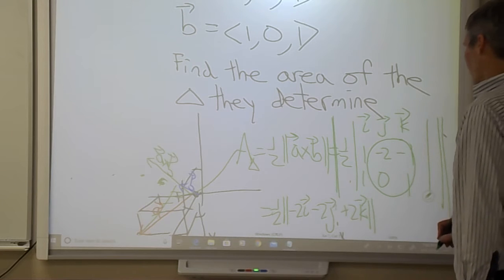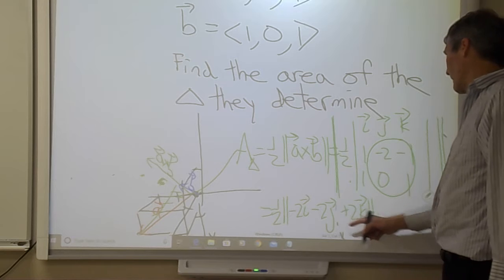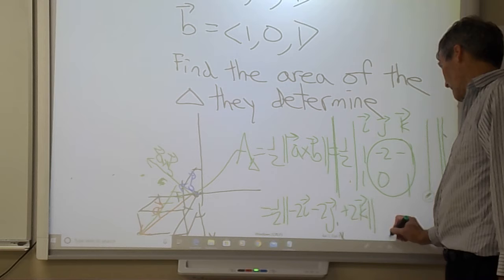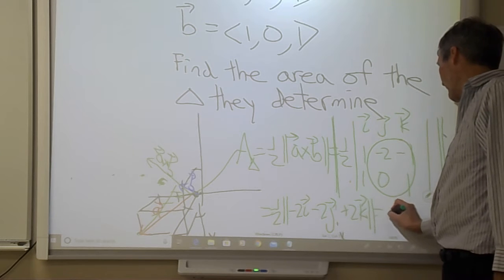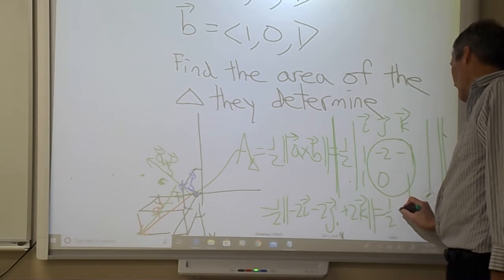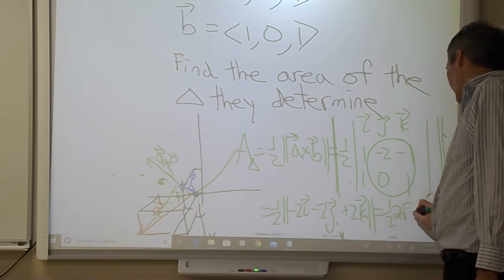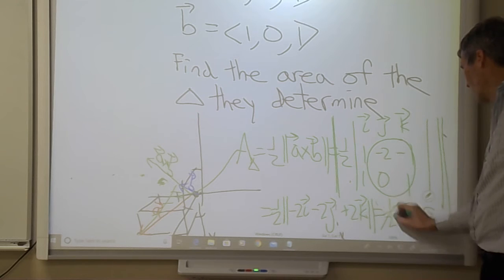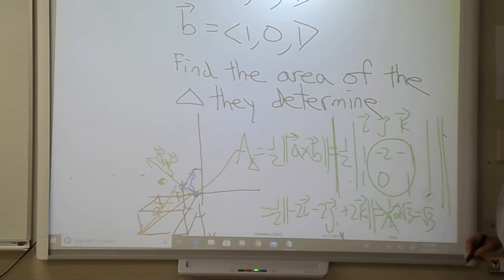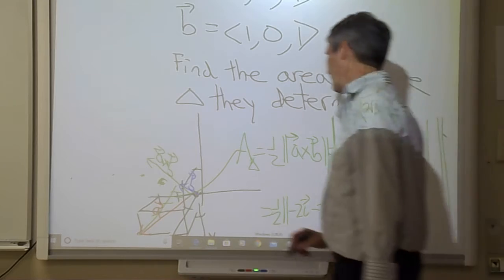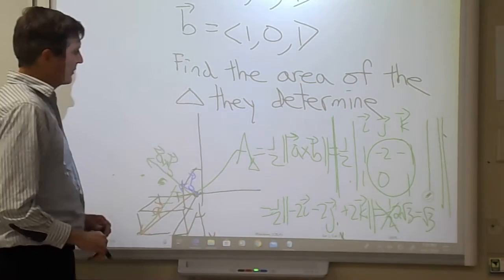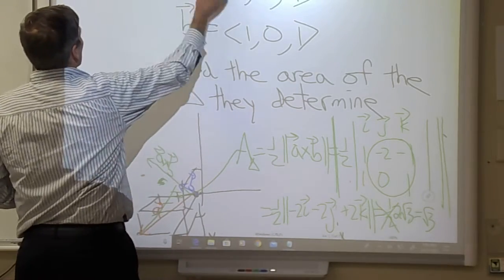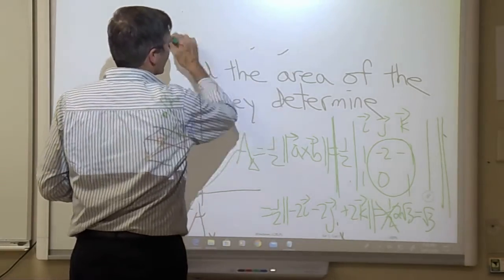And we want 1/2 of this length. Well, the length is the root sum square of those, which is 2 square root 3. So we've got 1/2 times 2 square root 3, or square root 3, is the area of the triangle that these two vectors form two sides of. So that's an application of the cross product, is finding areas.